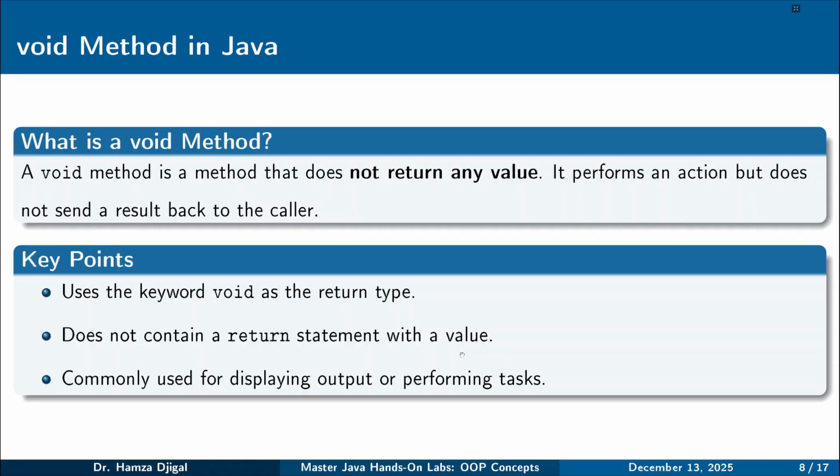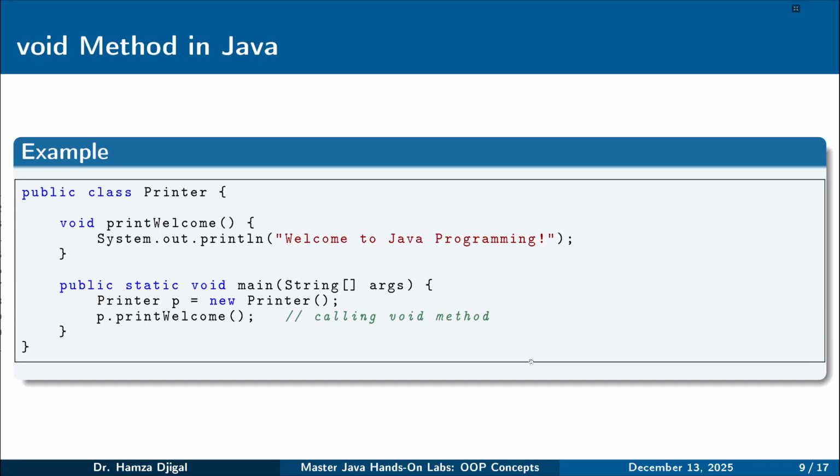It performs an action but does not send a result back to the caller. So we use the keyword void as the return type, and it does not contain a return statement with a value. We generally use a void method to display output or perform some task. Okay, so now let's see one example of a void method. You can see here in this class Printer we have a method called printWelcome. As you can see, it does not return anything. It just prints some output. Then when you call it, you try to call the void method, as you can see here.